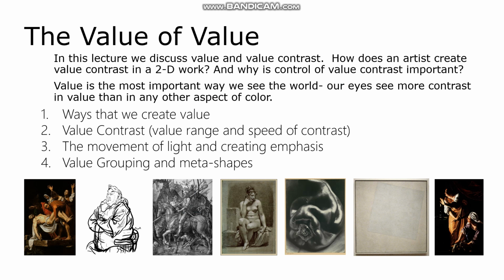So in this lecture, we're going to be covering a couple of things. One, some of the different ways that artists can create value and value contrast in a painting or in an image. Two, we're going to talk about some of the main components in value contrast. What does it mean when we say this image has more contrast than another, and in what ways? And we'll talk about light and the creating of emphasis, as well as value grouping.